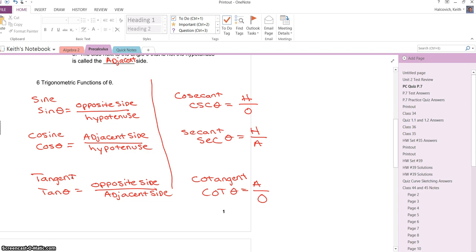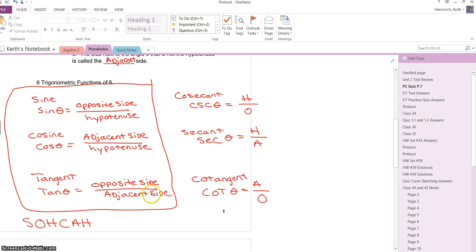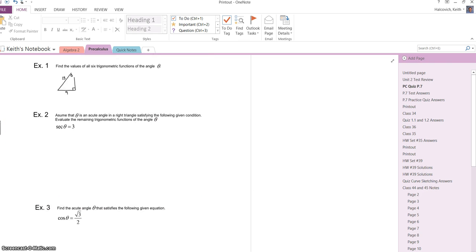Now, these three are the main ones, the sine, cosine, and tangent. Those are the ones you see, they have buttons on your graphing calculator. To remember those, there's an expression that you probably learned, which is SOHCAHTOA. Sine is opposite over hypotenuse, cosine is adjacent over hypotenuse, and tangent is opposite over adjacent. That is SOHCAHTOA.